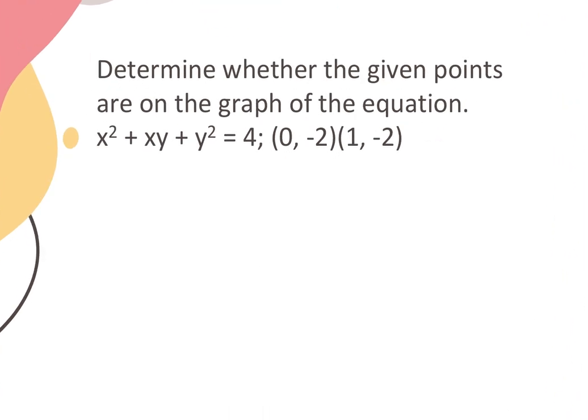So here's my equation, and this is a 2-part question, so you're not plugging both in at the same time. I'm asking if (0, -2) is a coordinate point, and then also (1, -2). So here's my x and here's my y.